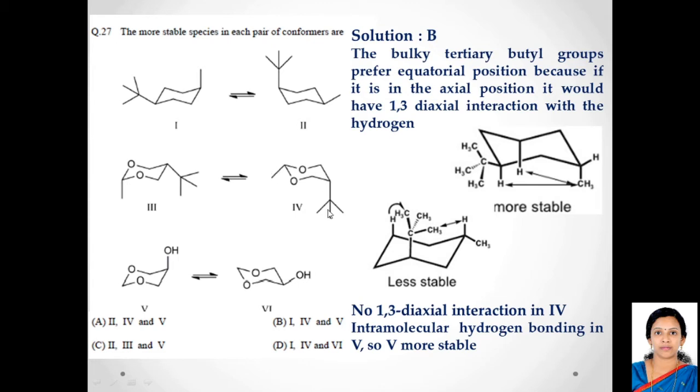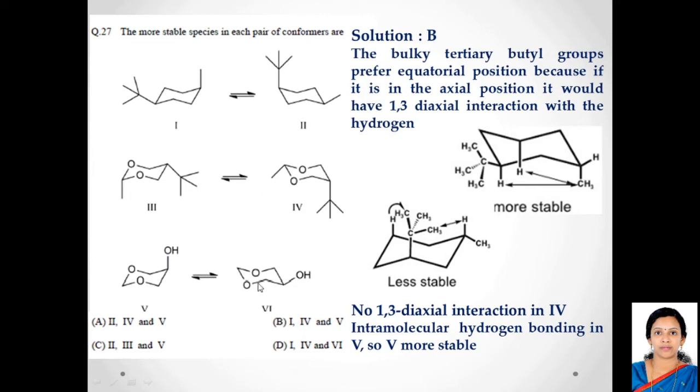Over here, let's look at this pair, this compound here. Again, we see the tertiary butyl group is right here in the axial position, but now there is no hydrogen here in the axial position. So there is no possibility of a 1,3 diaxial interaction. So here we saw a 1,3 diaxial interaction, but no such interactions in this case. So this compound 4 is more stable.